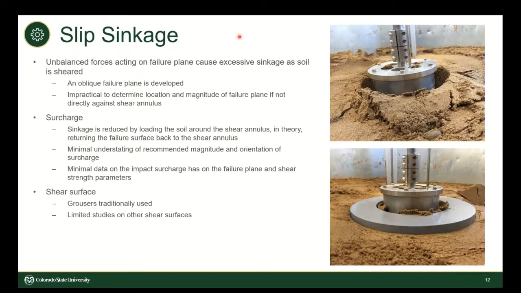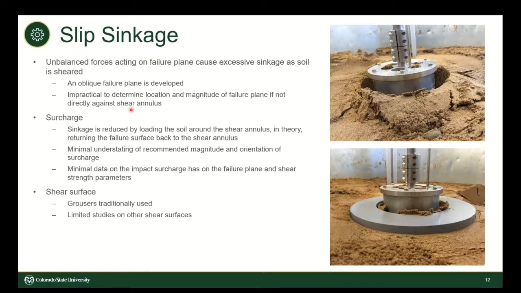Slip sinkage is defined by, again, if you remember, that shear annulus is rotated for testing, and as it's rotated, it turns out that it sinks quite a bit into the soil due to an unbalance of forces acting on the failure plane. In order to calculate shear stress, we need to know the area that the failure plane is acting on. But since there is the production of this failure plane that is not against the shear annulus, it's impractical to determine its location and magnitude, therefore making it impossible to calculate a shear stress.